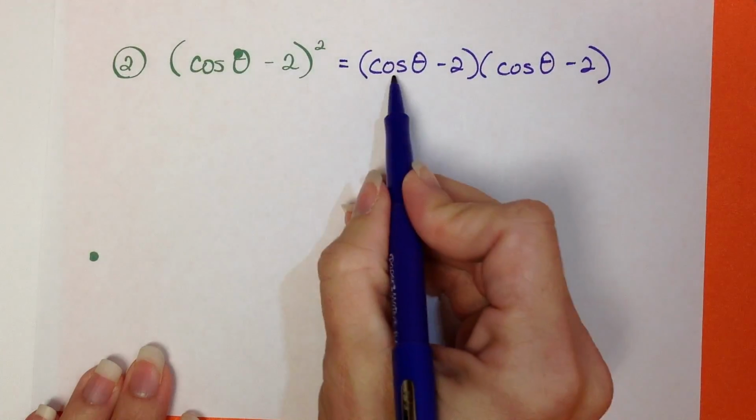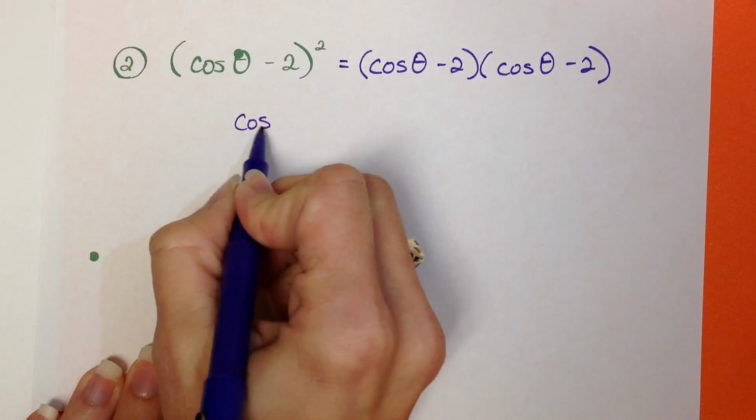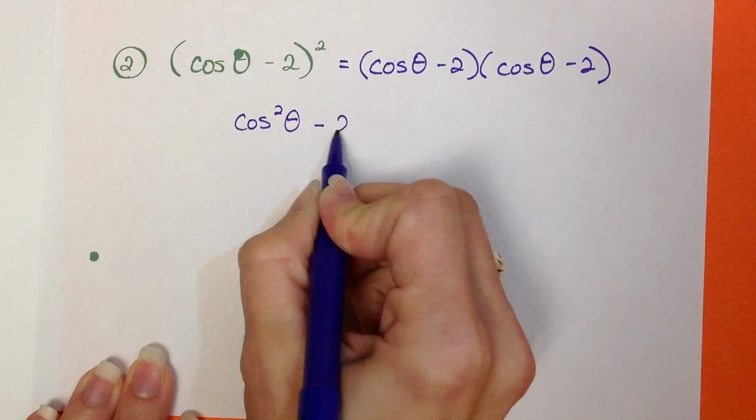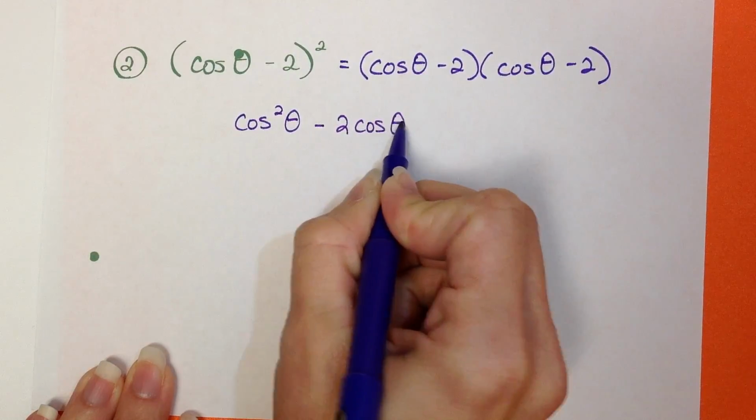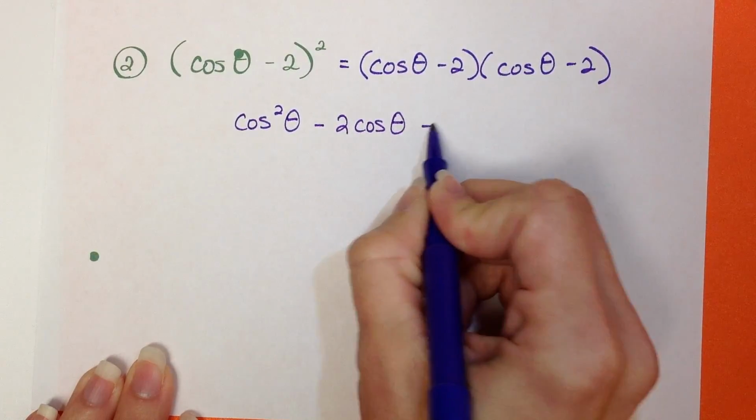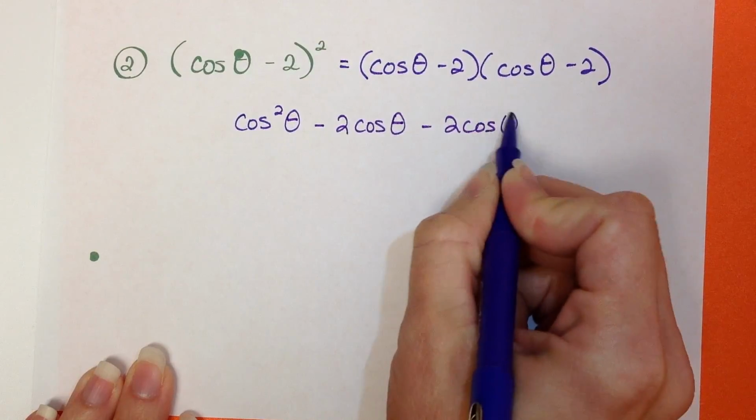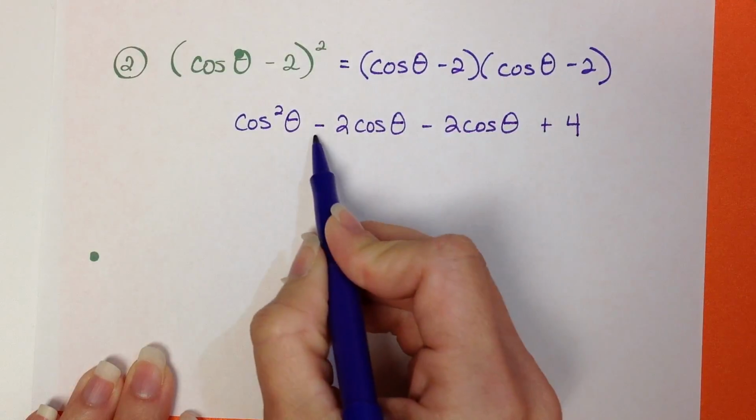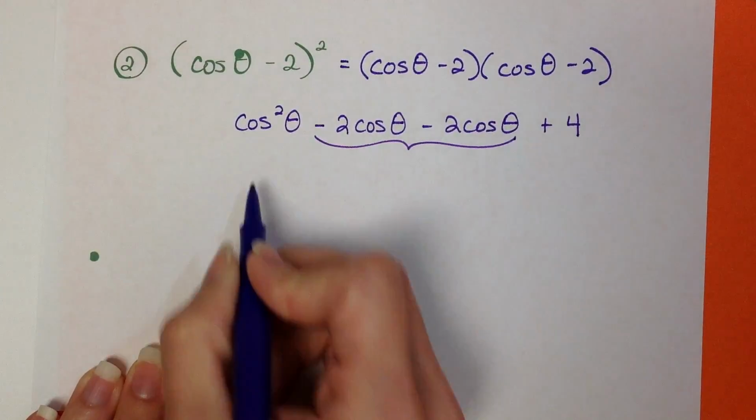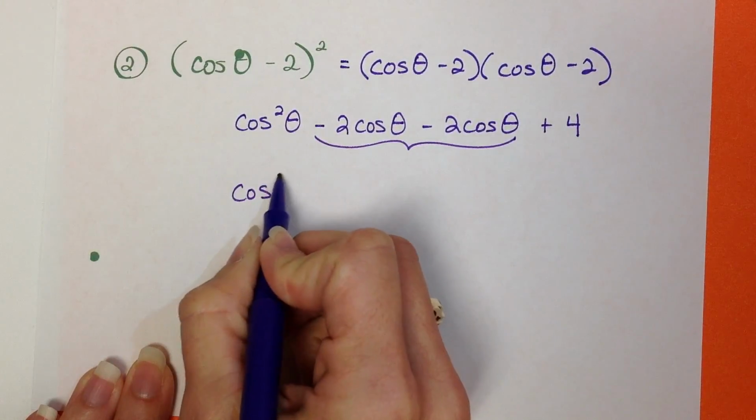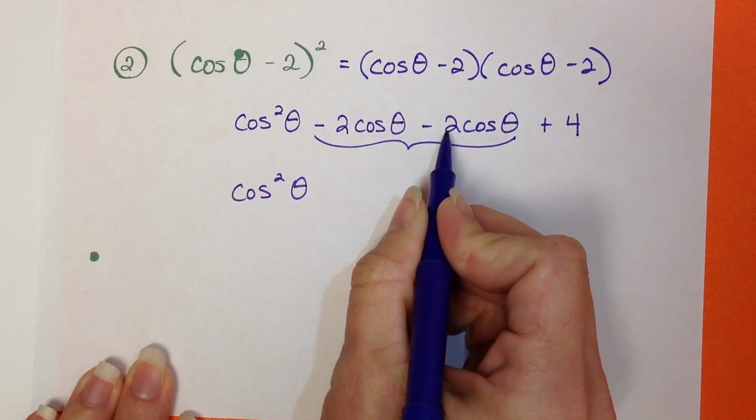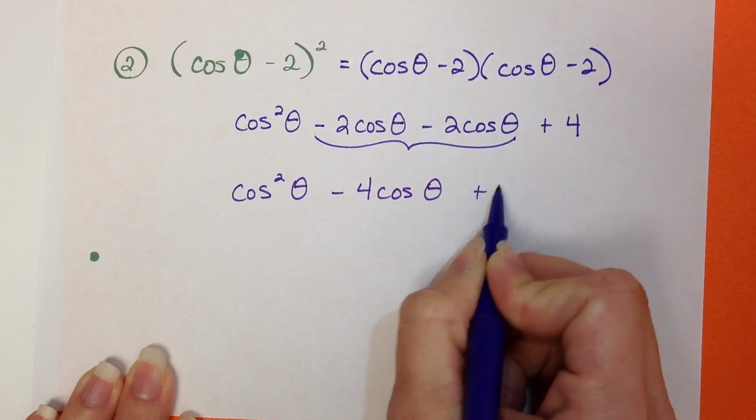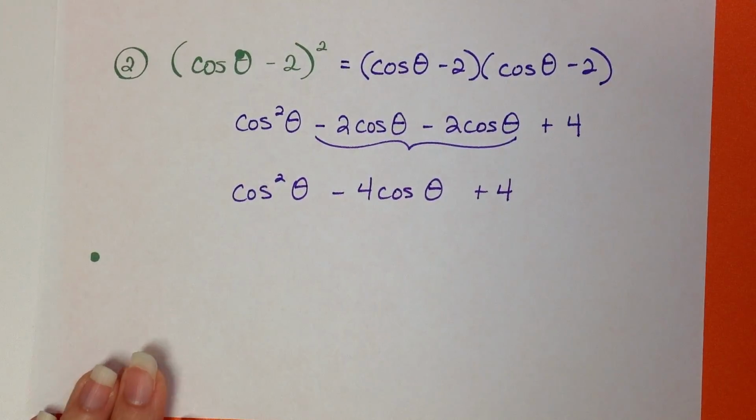So cosine times cosine. Cosine times negative 2. Negative 2 times cosine. And negative 2 times negative 2. Okay, 2 terms in the middle again are alike. So that would give me a negative 4 cosine, and plus 4. So that would be your answer there.